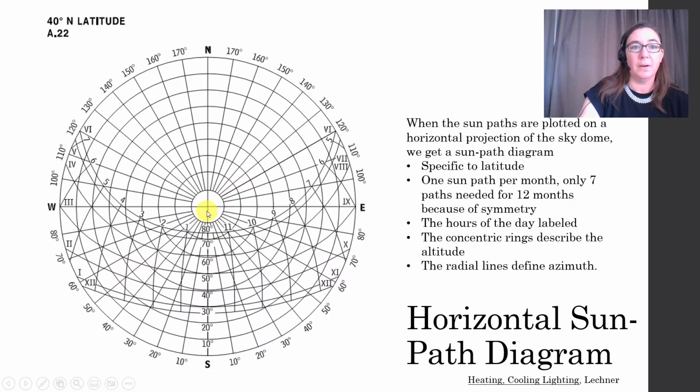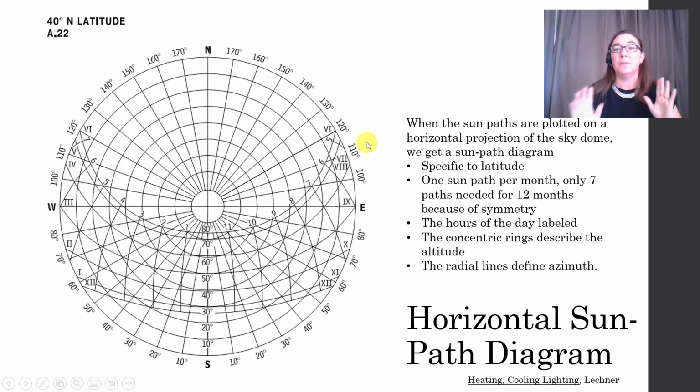Moving back to our sun path diagram, each one of these sun paths describes a particular day. And so for each one, the sun will rise in the east, come up and reach solar noon, and then come back to set over here at the west. Remember that the outer ring here is going to indicate our horizon.